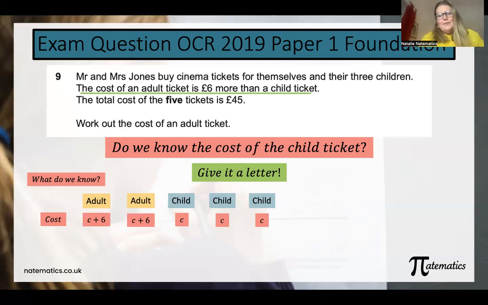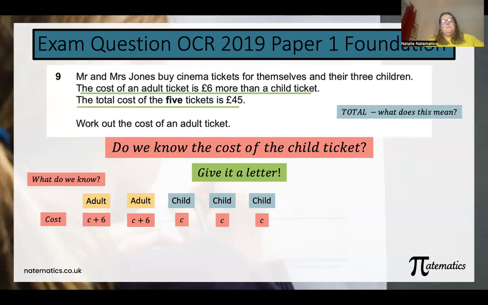And then adult, another adult. It's about having that confidence that, okay, this is representing it. I don't know the answer at the minute, but I'm representing it in relation to each other. So I've got 3 children, and then I've got an additional, effectively, £12 on top of that for the other 2 adults. So you've got the 2 adults and then the extra £12 on top for those extra 2. So total cost of the 5 tickets is £45.